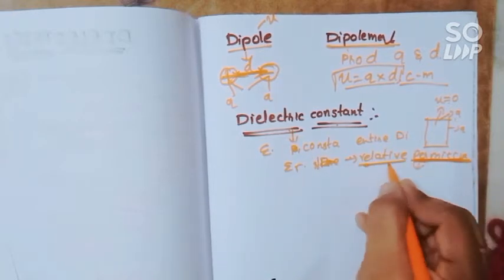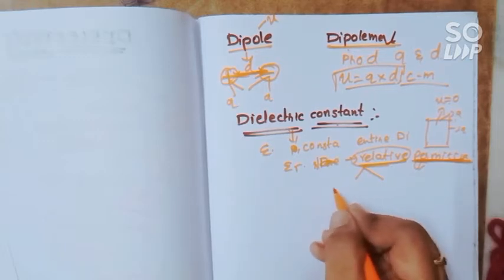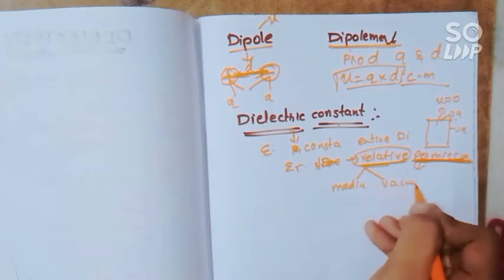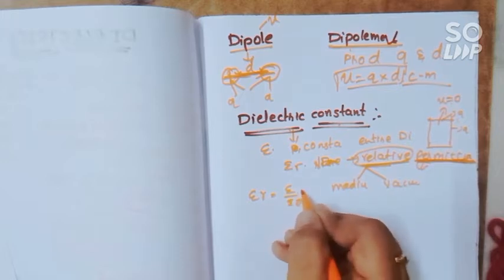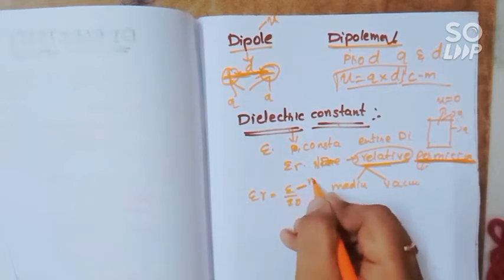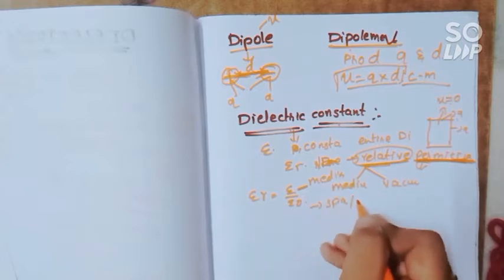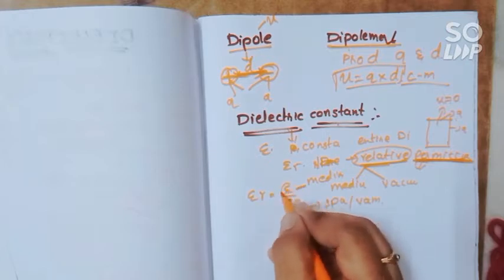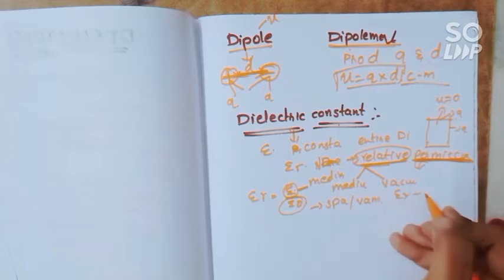When we see the word relative permittivity, we get two permittivities. One is the medium permittivity and the other is the vacuum permittivity. And epsilon r can be written as epsilon by epsilon naught. It is the ratio of the permittivity of the medium to the permittivity of space or vacuum. It has no units. Here the units get cancelled, and so epsilon r does not have any units.